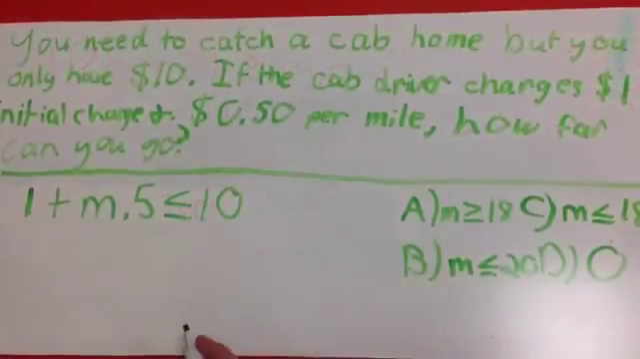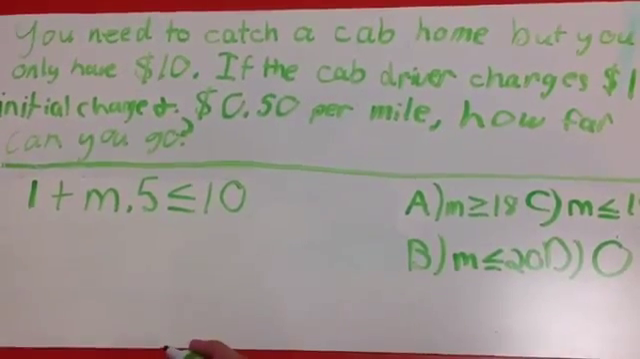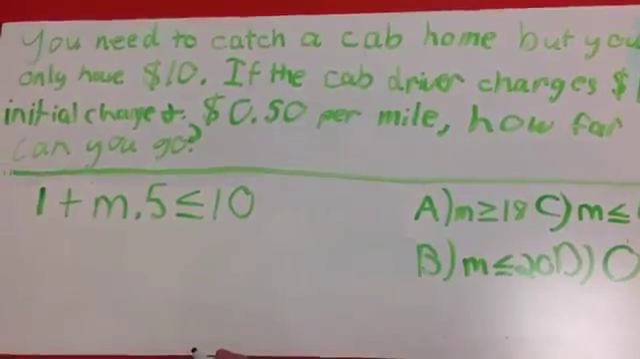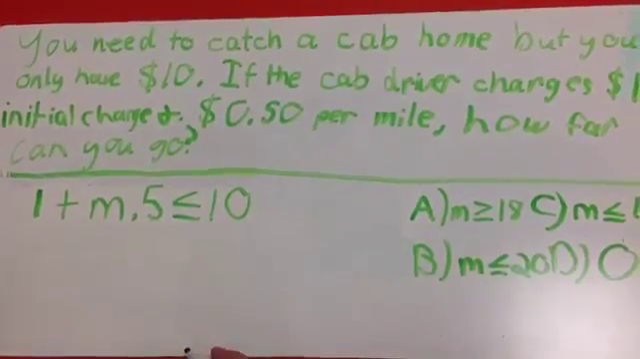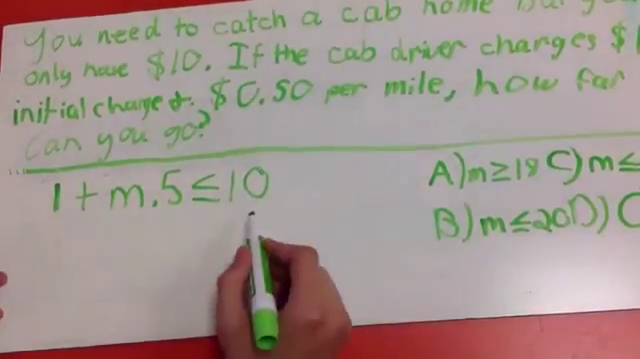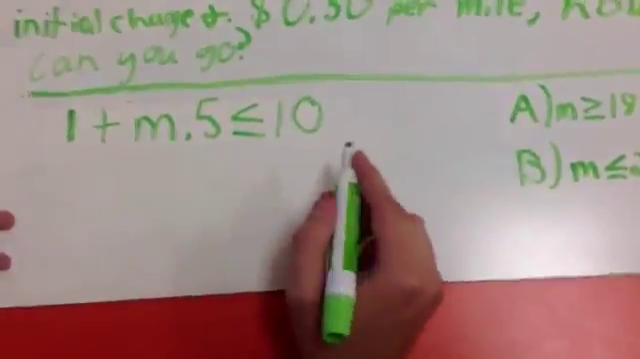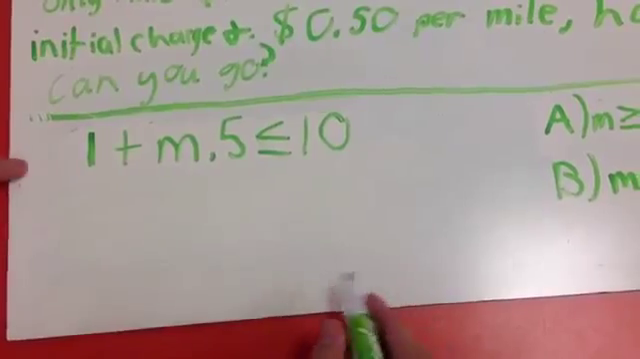You need to catch a cab home, but you only have $10. If the cab driver charges $1 initial charge and 50 cents per mile, how far can you go? So you set this up with 10 on one side because that's the max amount of money that you can spend. So then you solve this like a regular equation.